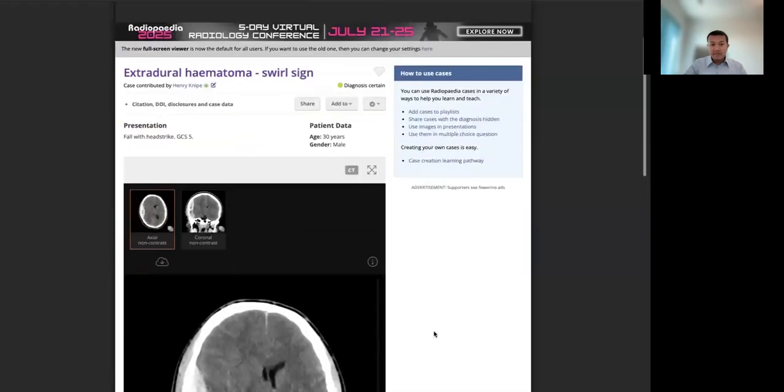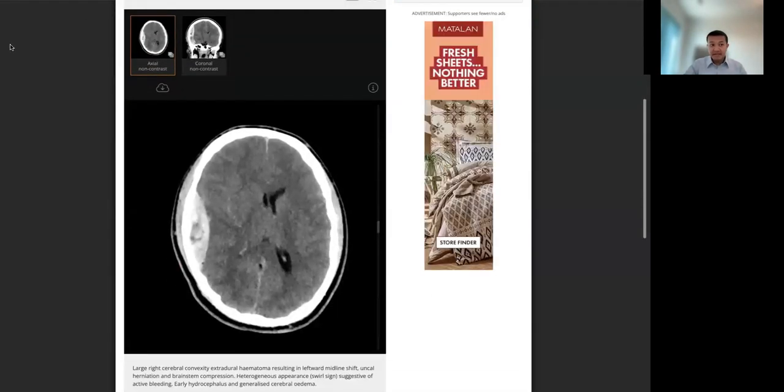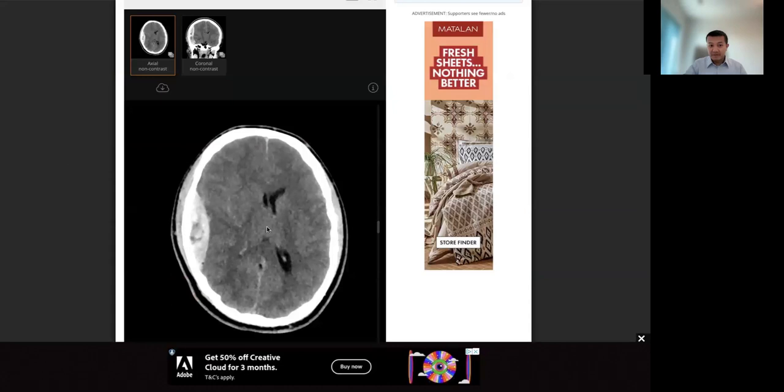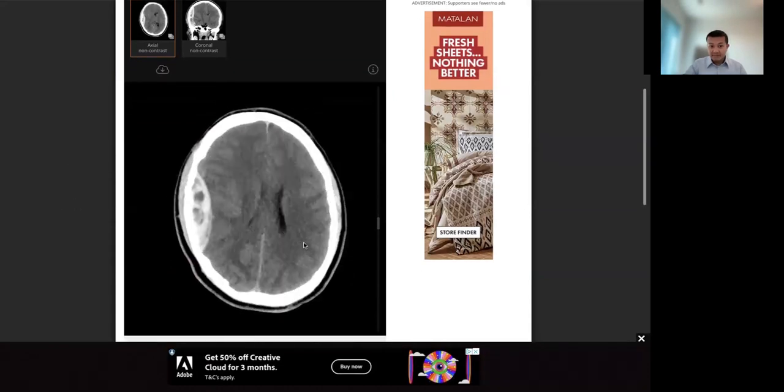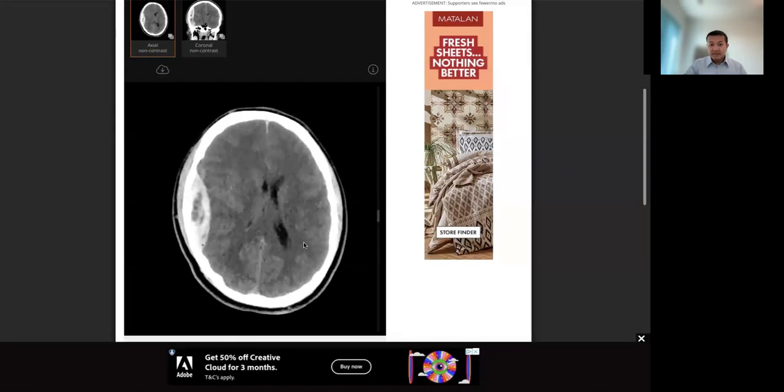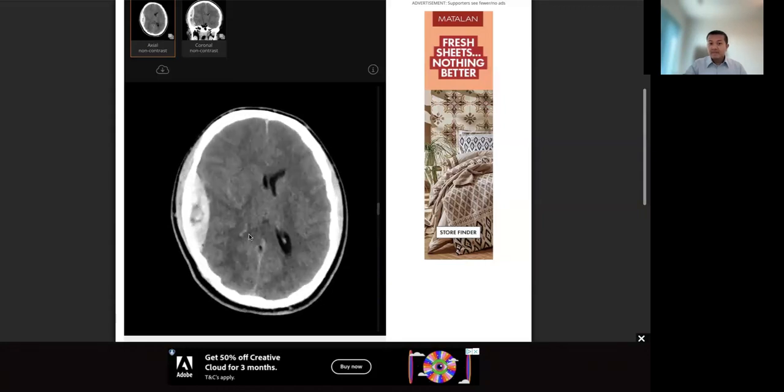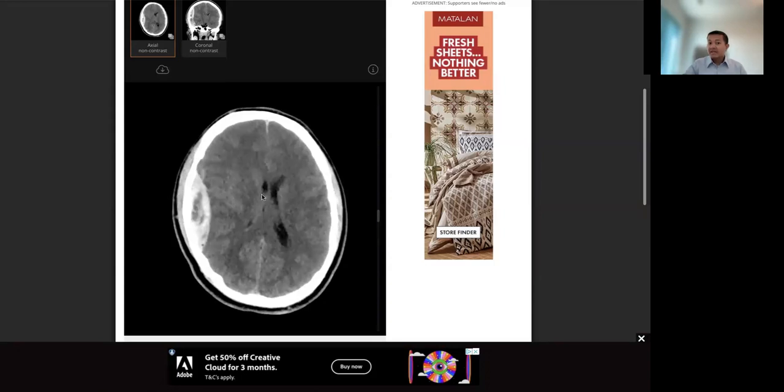So let's go to Radiopaedia. Again, this is my favorite go-to site for radiology as well. So you can even scroll in. You can see this is the extradural hematoma, and there's a swirl sign inside it. And you can see the effacement of the lateral ventricles. On the right side, the lateral ventricles are quite compressed.